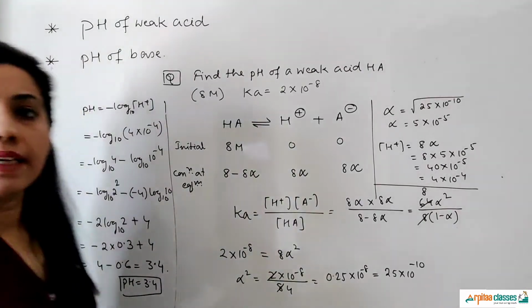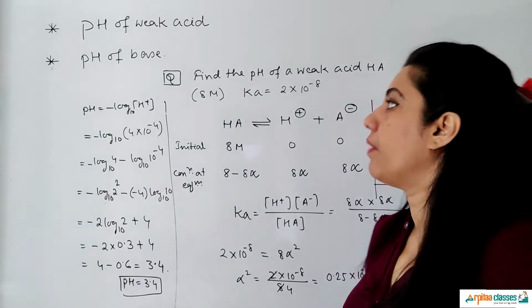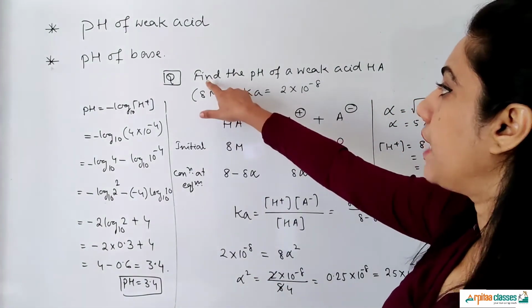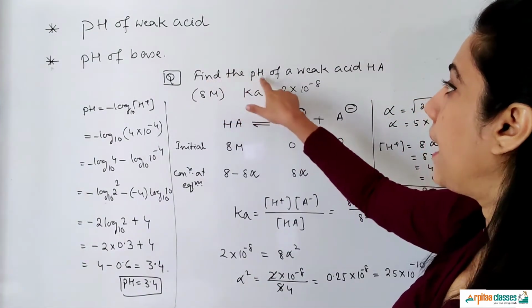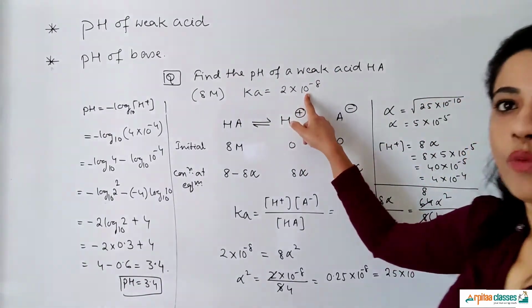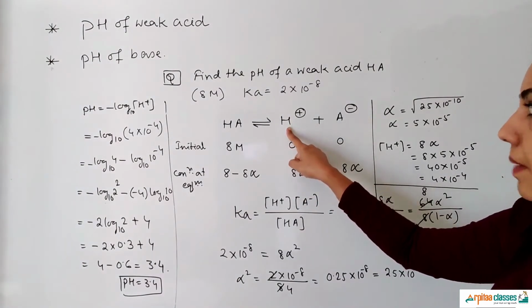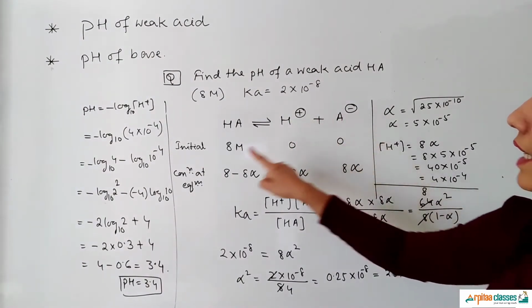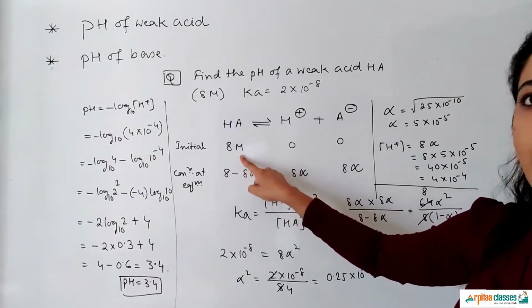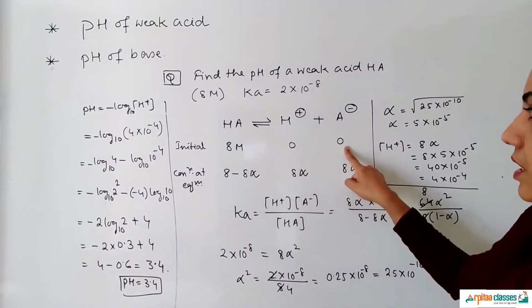So this way we can calculate the pH of a weak acid. Let us summarize it again one more time. We have been given that we have to find out the pH of a weak acid HA whose Ka is given to us. So first we'll see the dissociation of HA. HA dissociates as H plus and A minus. Initially we will consider there are 8 molar of HA. So this is 0, this is 0.